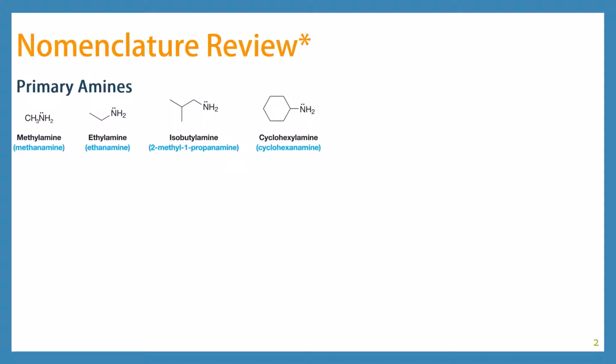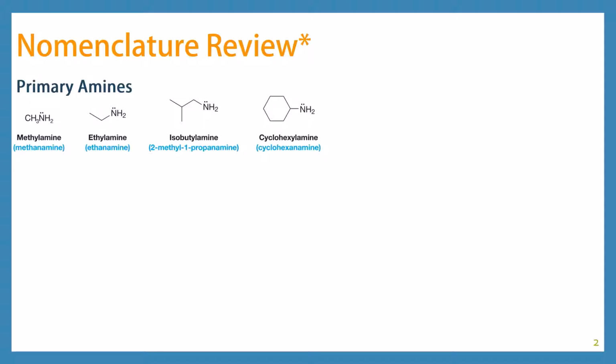So primary amines can be named in two different ways. The names in black are common names, and that's going to follow the pattern of alkyl amine. So our first compound says methylamine. That's your alkyl group, followed by the suffix amine. The IUPAC way of naming is going to be to say the alkane name and then add the suffix amine. So methanamine versus methylamine.